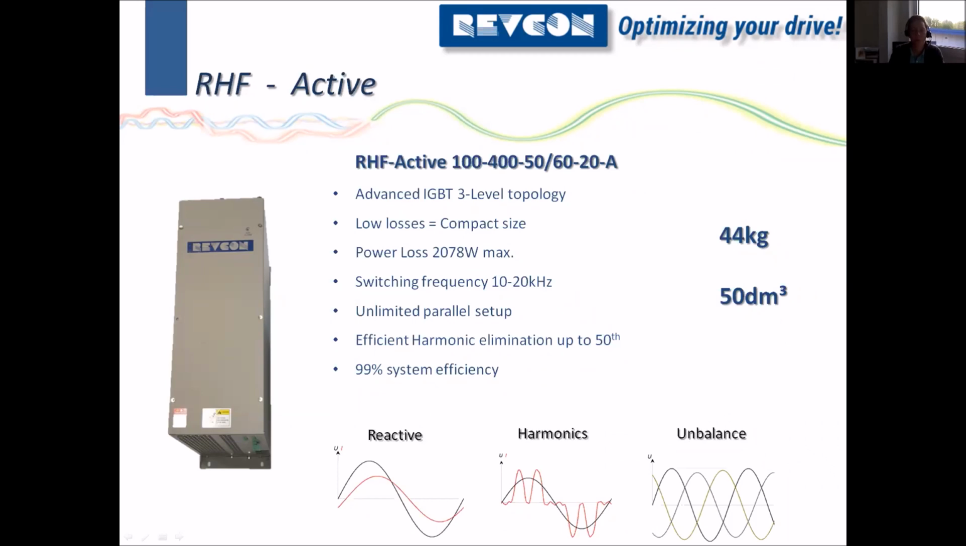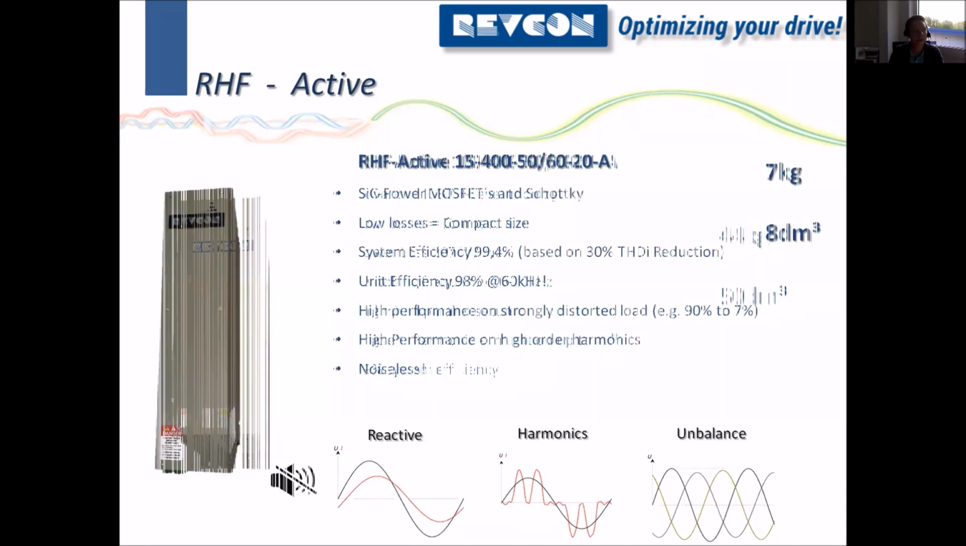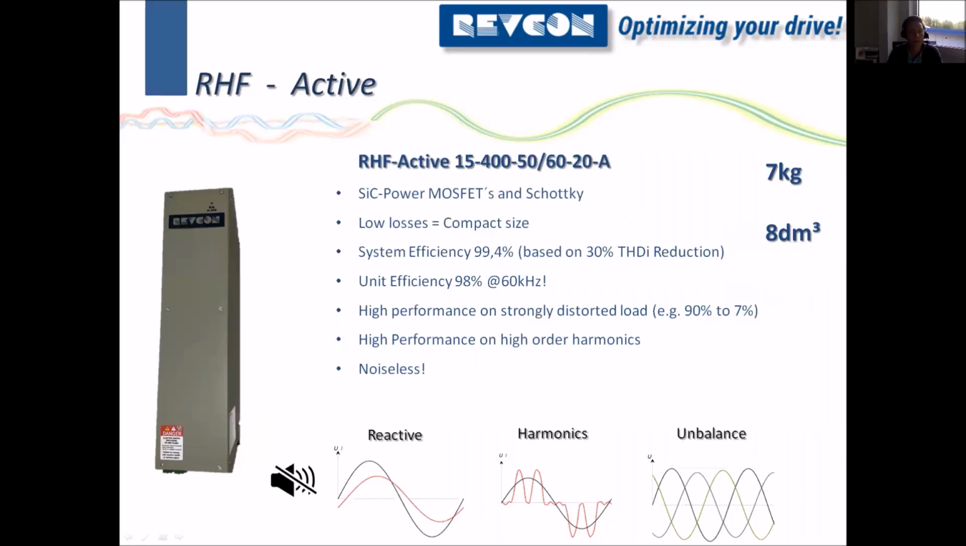Okay, before we finish, I would like to introduce our latest design of active filter, which is a very special design. It's an RHF 15 amp, so it's the smallest design on the market at the moment. It's special because we use silicon carbide internally, and this means you will have even less losses. The efficiency of this kind of unit is 98% based on the line current it takes. So if you use this in a system, efficiency gets up to 99.4% if we design it for 30% reduction. And that's unique in this power area.